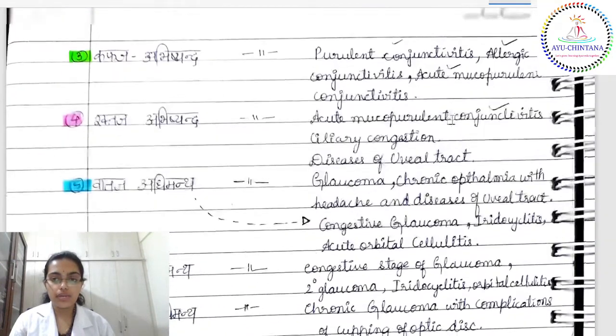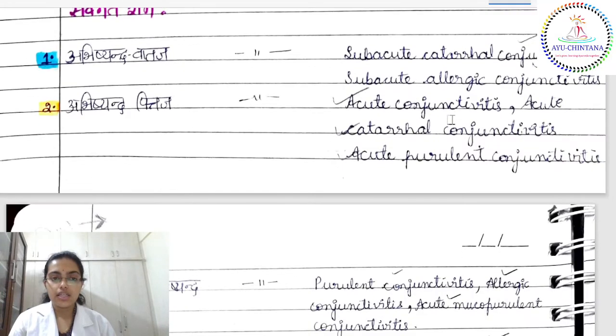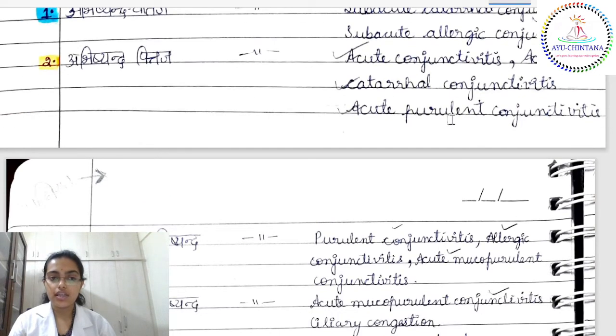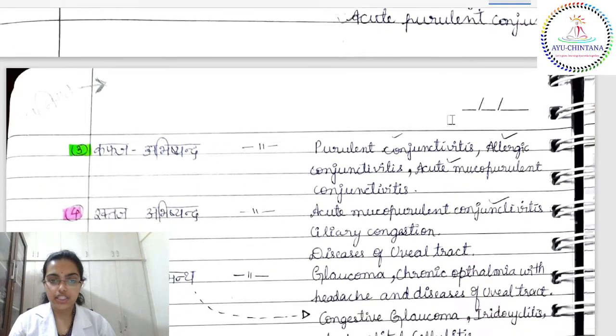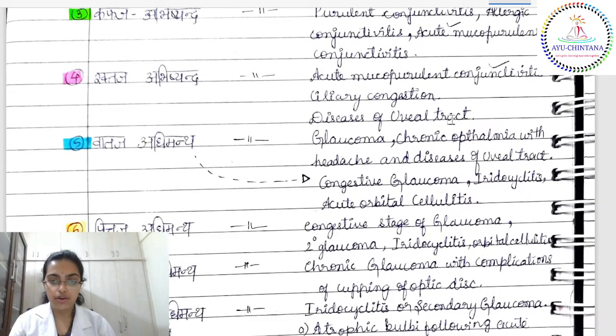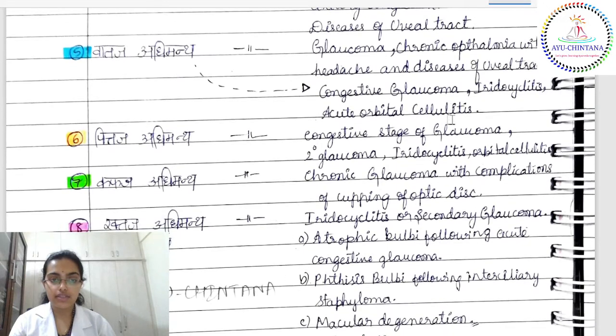Now we will see the correlations once. Vataja Abhishanda would be subacute catarrhal conjunctivitis, or subacute allergic conjunctivitis. Pittaja Abhishanda would be acute catarrhal or acute purulent conjunctivitis. Kaphaja would be purulent only, or mucopurulent even. Raktaja Abhishanda would be mucopurulent conjunctivitis, or there can be ciliary congestion or diseases of the uveal tract.